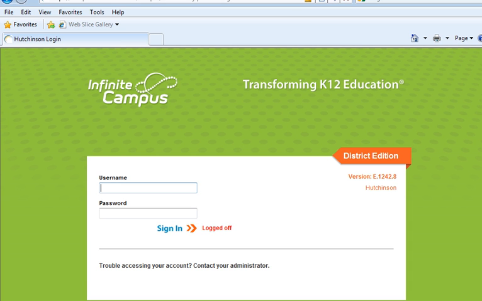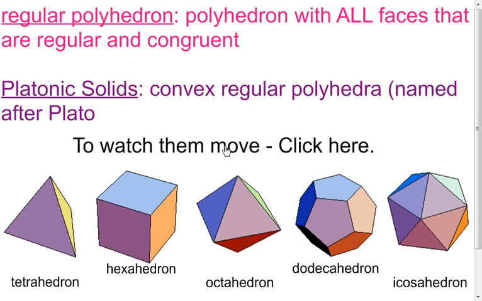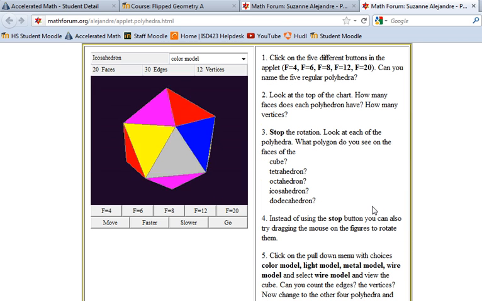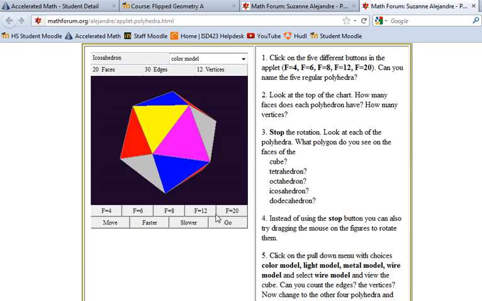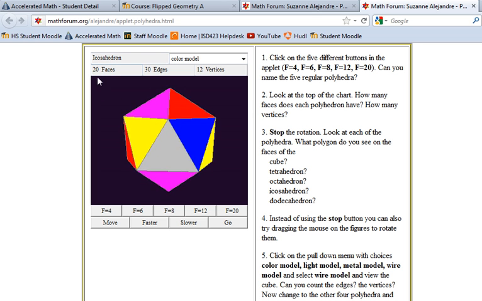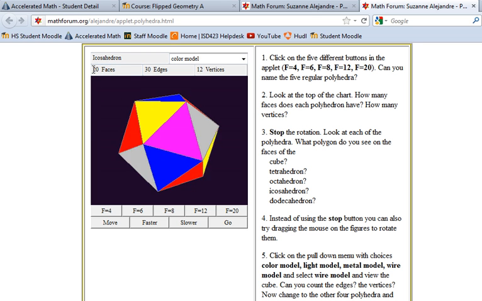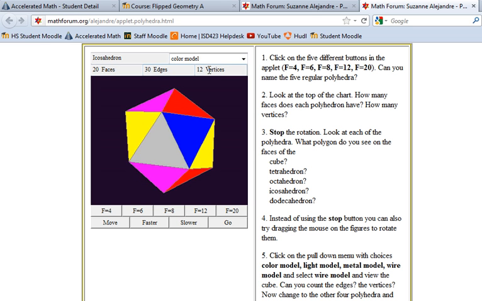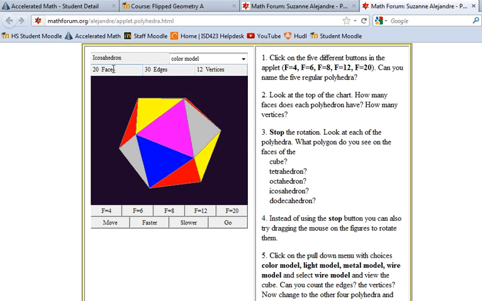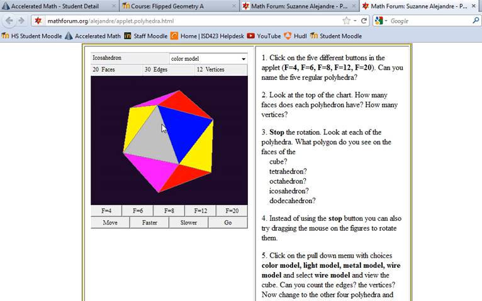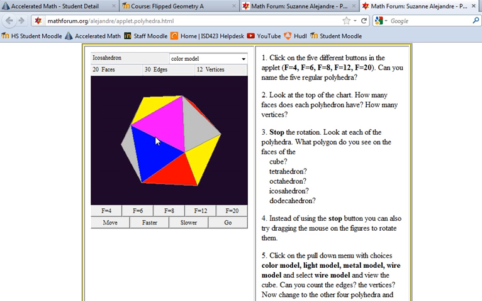Now I have a, oh, not that slide there, sorry. I have a web page here where you can actually see them moving. And on this one, it starts here, I have the icosahedron. Notice that it has 20 faces, it tells it to you right here, and that's what I said earlier. It also gives you how many edges it has and how many vertices it has. I'm more concerned that you remember that it has 20 faces and that those faces are all equilateral triangles.